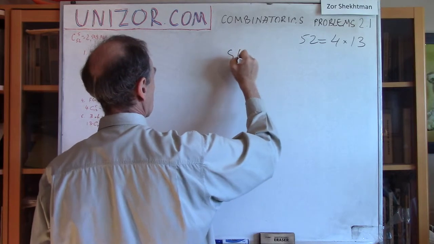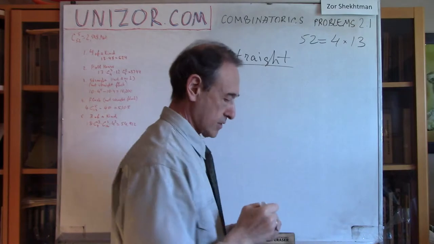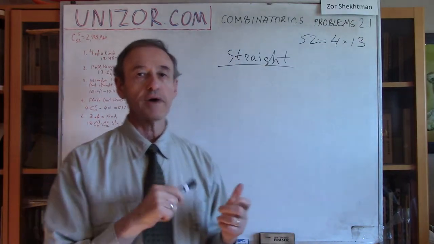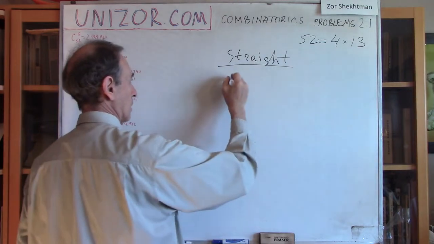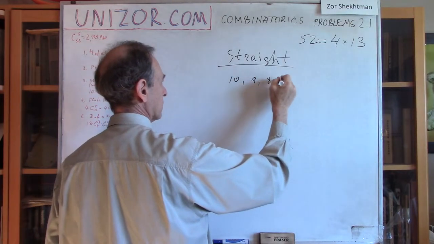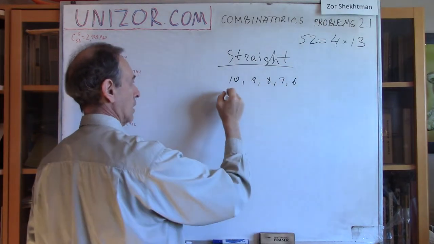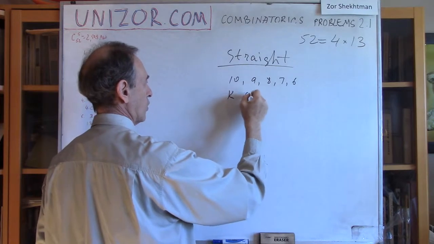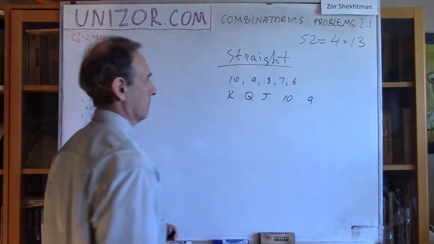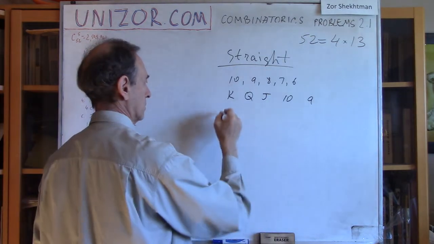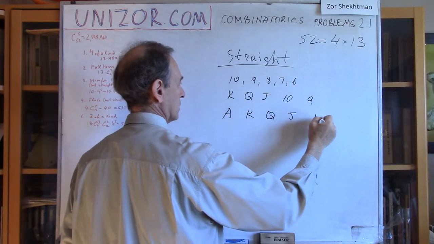Next is a combination which is called straight. Now, straight is a combination of five cards which have sequential ranks. For instance, 10, 9, 8, 7, 6, that's five cards, right? Or king, queen, jack, 10, and 9. Or ace, king, queen, jack, and 10.